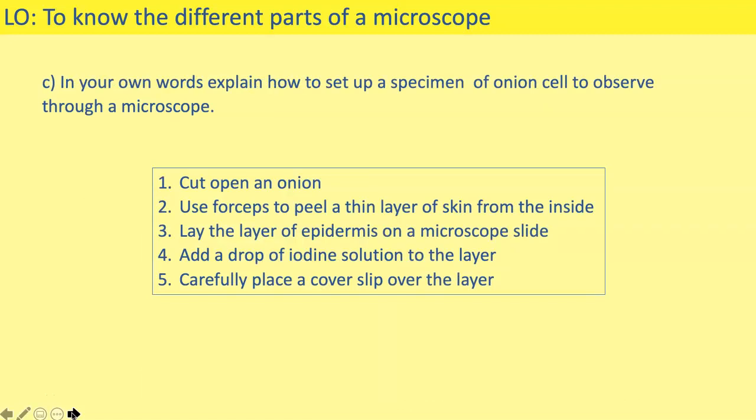C. In your own words, explain how to set up a specimen of onion cell to observe through a microscope. I've put on this slide the method that I showed you earlier. If you have similar steps to these 5 steps, if you've covered all these steps in your method, then that is fine. It doesn't have to be exactly these words, but we need to make sure that we are cutting open an onion. We're using forceps to peel the thin layer of skin from the inside. We're laying that onto a microscope slide. We're adding iodine, which remember is important, so we can see the cell clearly. And then we're placing a cover slip over that layer.